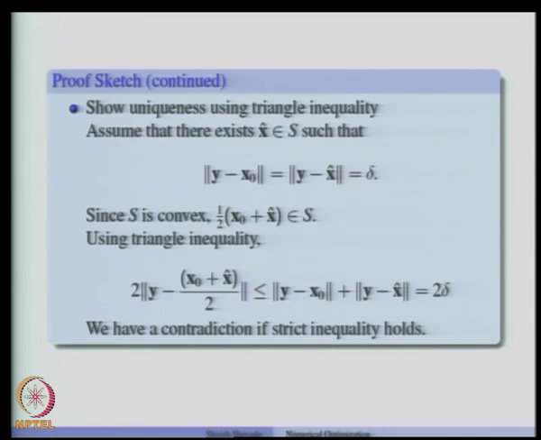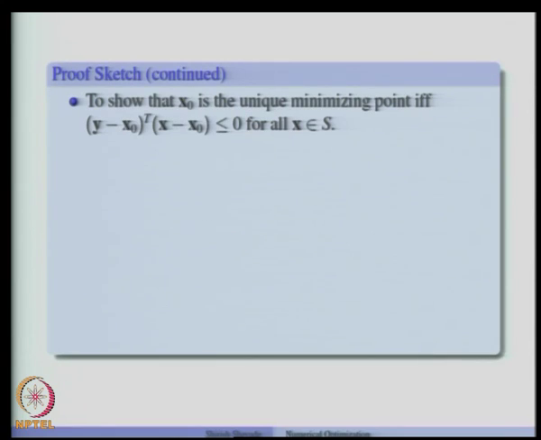Okay. So far we have shown that there exists a unique minimizing point in the set S which is closest to y. Now, we will prove the remaining part of the theorem. What we have to show is that x naught is the unique minimizing point if and only if (y minus x naught) transpose (x minus x naught) is less than or equal to 0 for all x belongs to S.